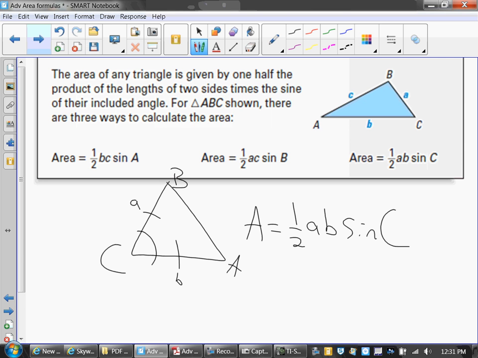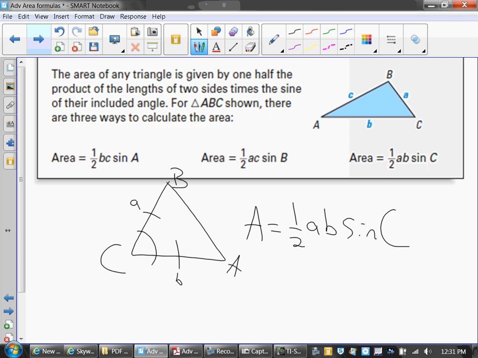Now, what if it was one of the triangles where you had all three sides? You know how you use law of cosines to figure out one of the angles? You can use it then, yeah. But you have to have two sides and the angle between them in order to do this. Those are the ones you use.